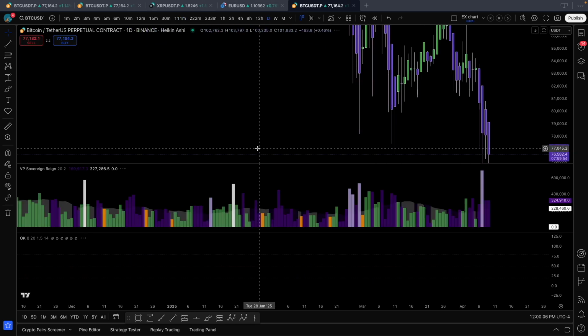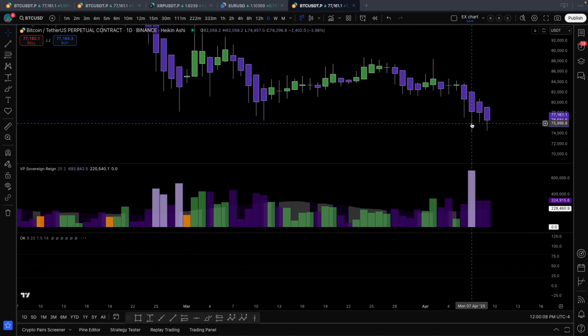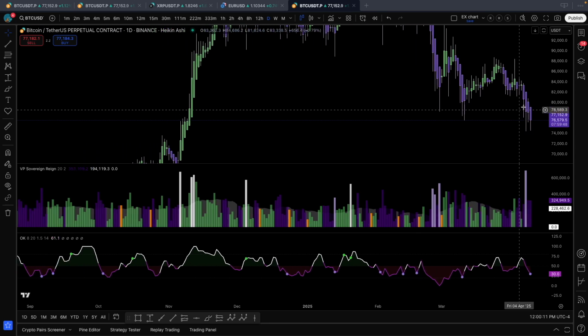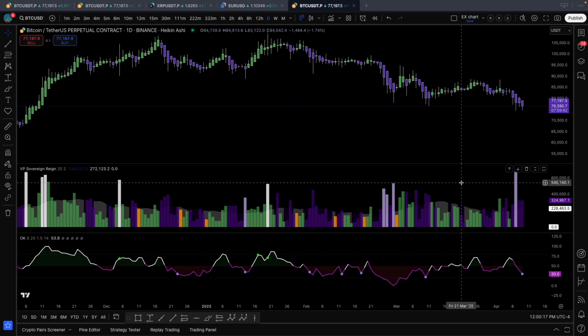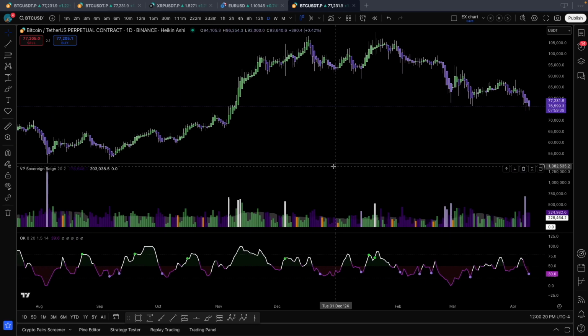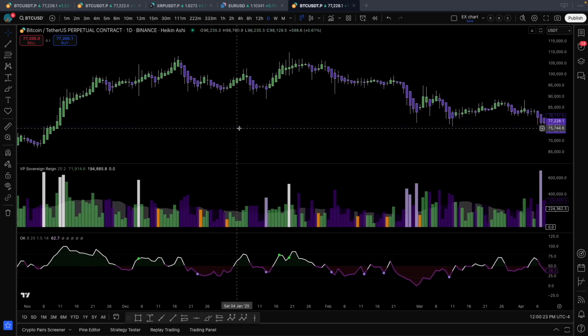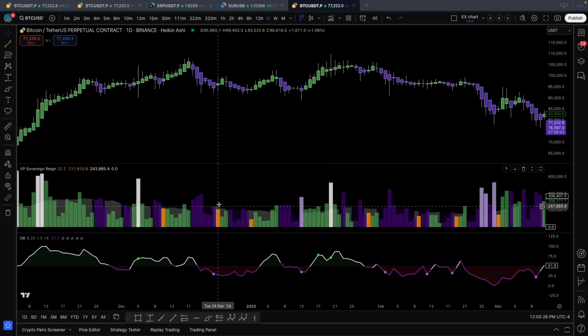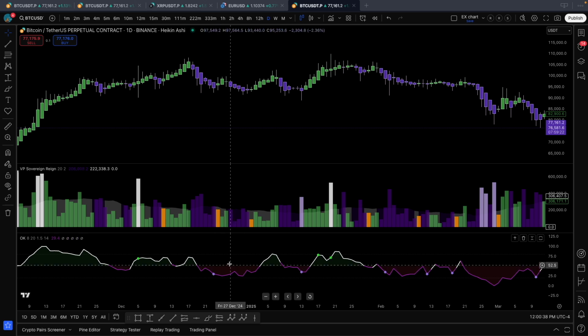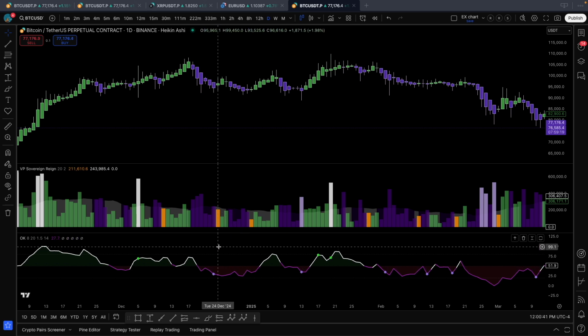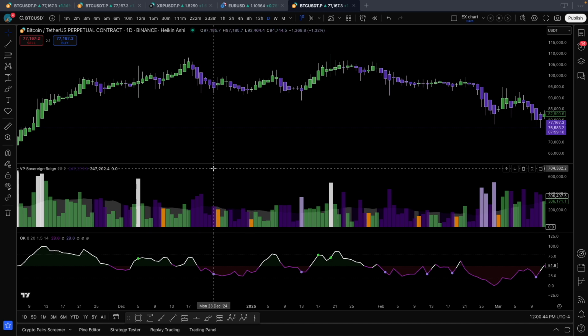So let's go to the daily and see what happens when we get these spikes. All right, so manipulation or fake out. Right here we got a trend change saying, hey, the trend's gonna change eventually. And then we printed this, which is basically a fake out to the downside.